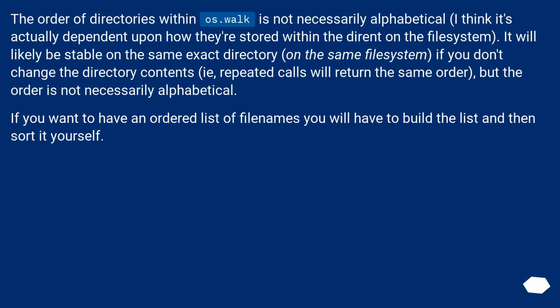The order of directories within os.walk is not necessarily alphabetical. I think it's actually dependent upon how they're stored within the dirent on the file system. It will likely be stable on the same exact directory, on the same file system. If you don't change the directory contents, repeated calls will return the same order, but the order is not necessarily alphabetical. If you want to have an ordered list of file names, you will have to build the list and then sort it yourself.